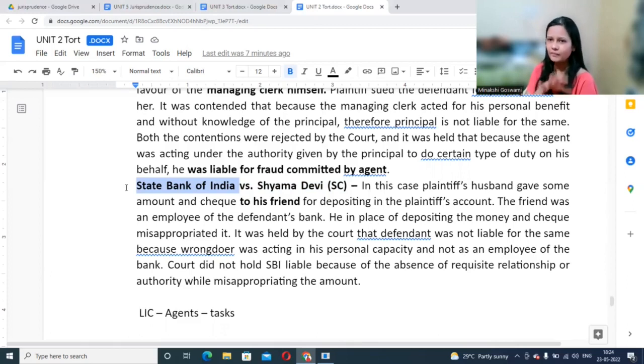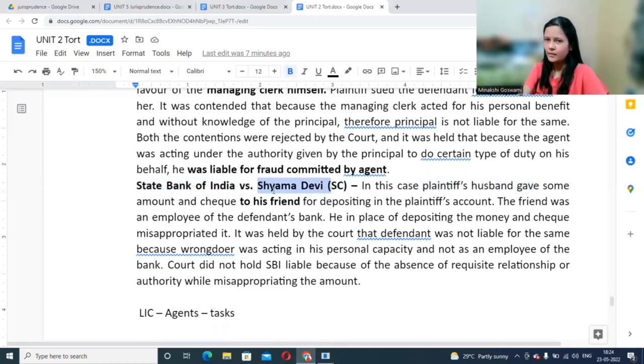They will sit in the bank. Whatever services you need, you have to visit the branch. There only you will get it. So what happened in this case is SBI versus Shyama Devi. In this case, the plaintiff's husband. Plaintiff as in Shyama Devi.